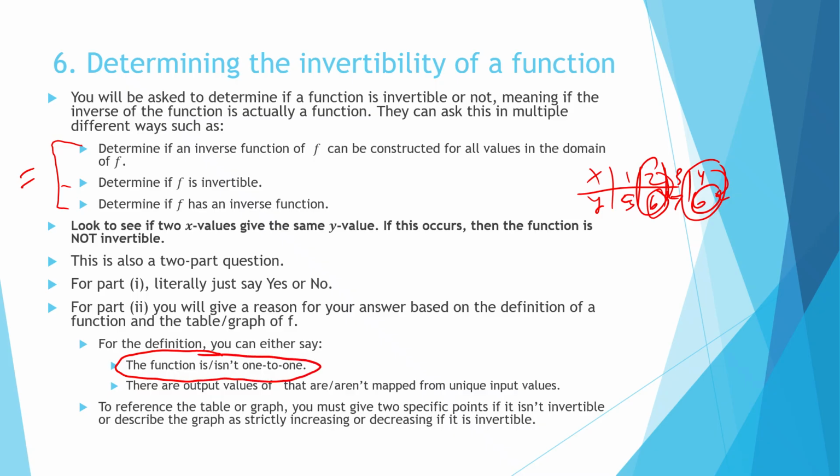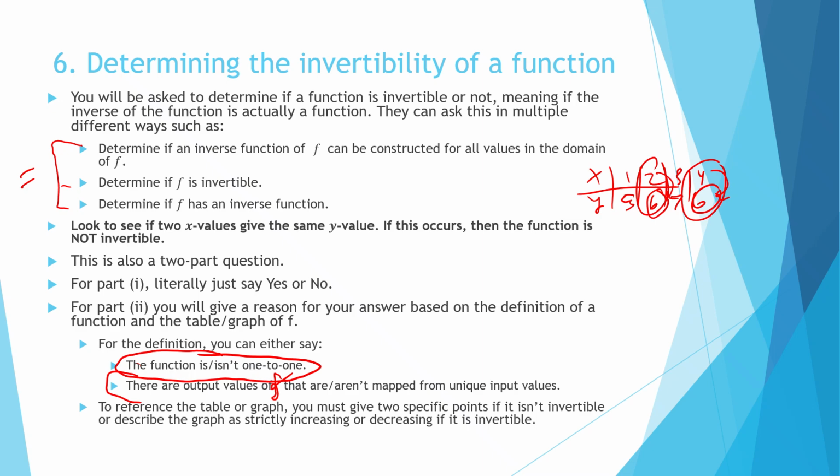Obviously, if your answer is yes, then it's going to be "is 1 to 1." If your answer is no, it's going to be "is not 1 to 1." Or you can say the longer answer: there are output values of F or G, I think it's usually F, that are or aren't mapped from unique input values. And then you'll have to reference a table or graph.